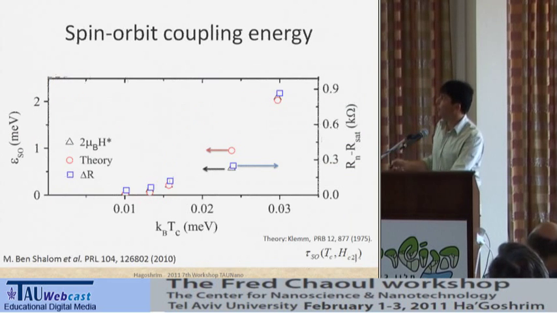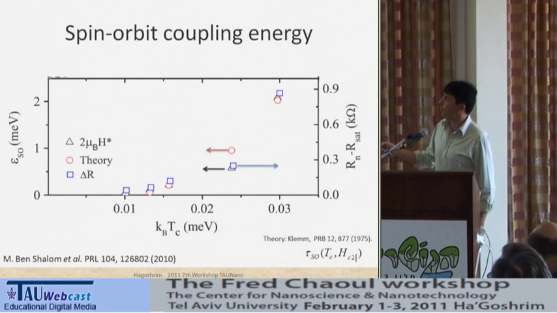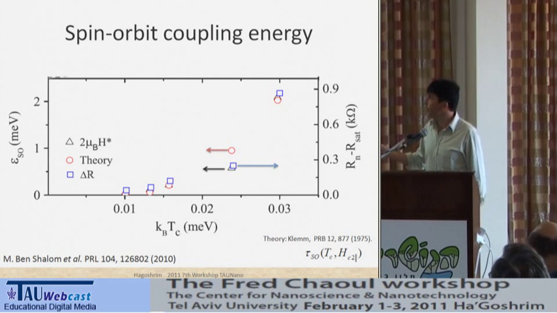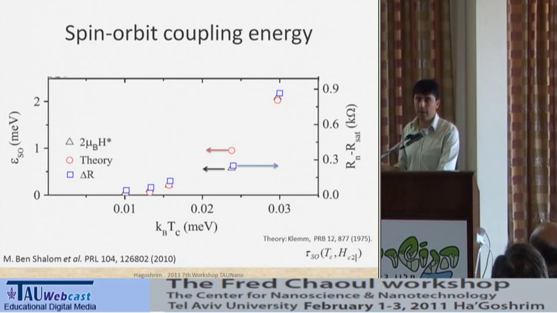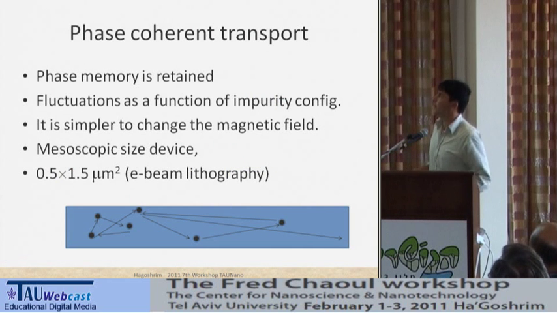And let's see if it works, and it is working. So this is delta R, so these are the blue squares, and this is the H star. These are the black triangles. And this is another old theory which predicts TC. If you have TC and HC2, you can extract the tau SO. So all these things work pretty well. So we believe that this is a measurement of the spin-orbit coupling. The question is what kind of spin-orbit coupling is it? Is it Rashba type or some other type? But I'm not going to get into the details.